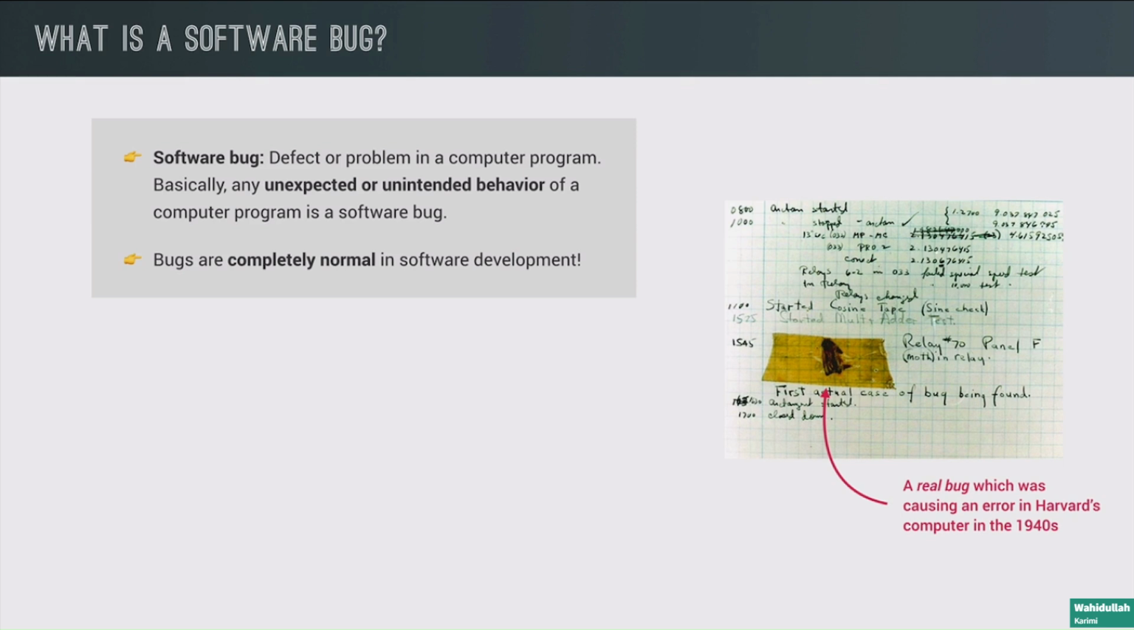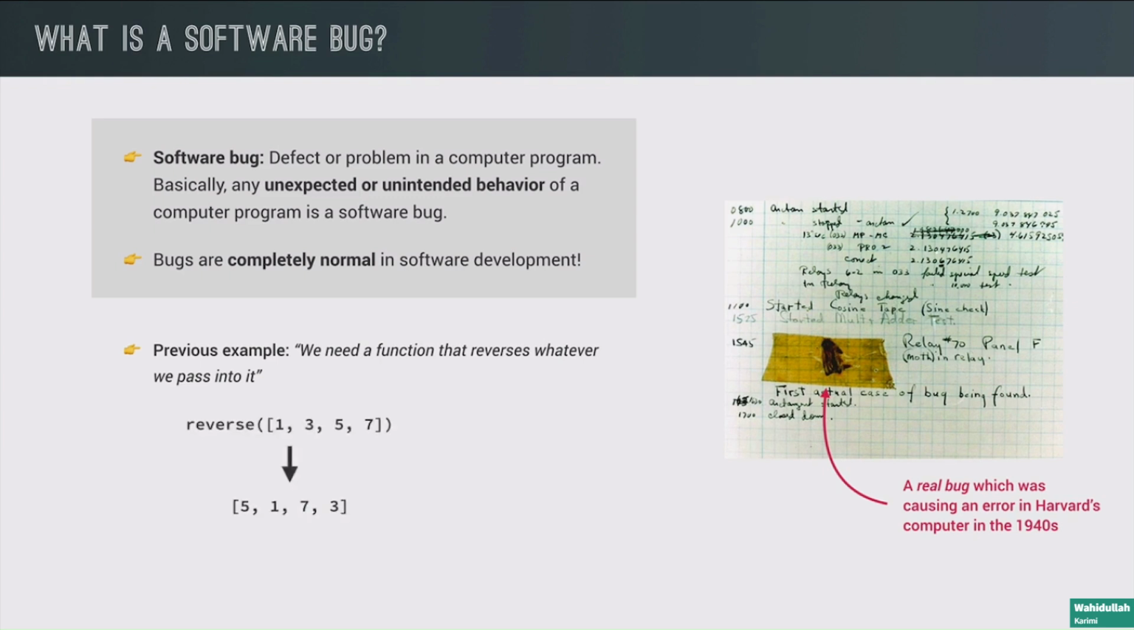Now, luckily, not all bugs cause huge security holes. In fact, many bugs are quite small and simple to discover. So let's see a simple example. Remember, in our previous example, the goal was to reverse whatever was passed into the function. So let's say we finished writing the reverse function and call it with this array and get this result.